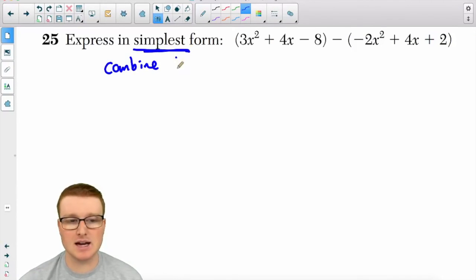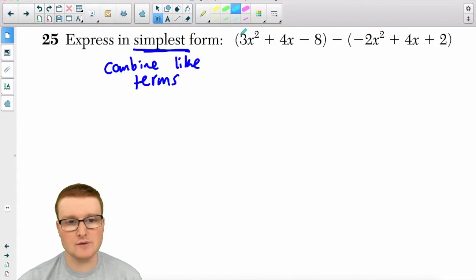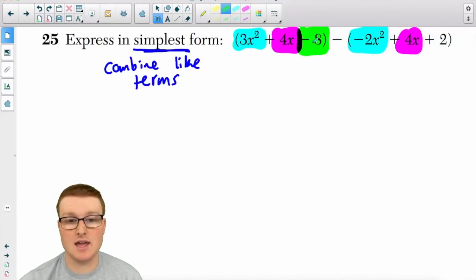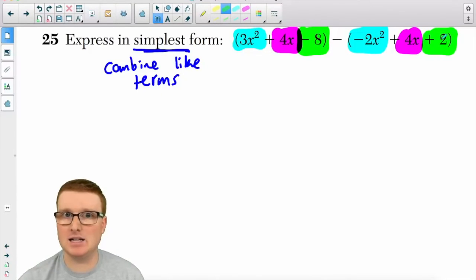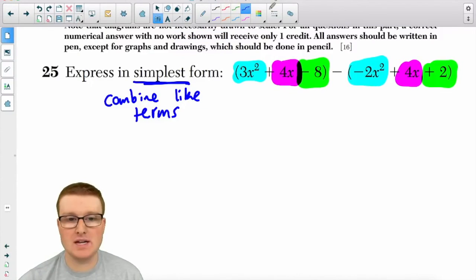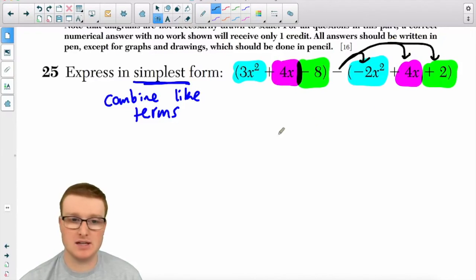They just can't say that because it kind of gives the answer away if they tell you combine like terms. So what we're going to do is look for the same variables. We have the 3x squared and the negative 2x squared, the 4x and the 4x, and the negative 8 and the positive 2. But we need to do something first. We need to distribute that negative 1. We need to change all the signs in this parenthesis.